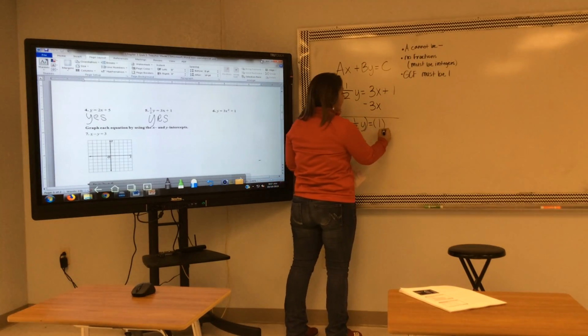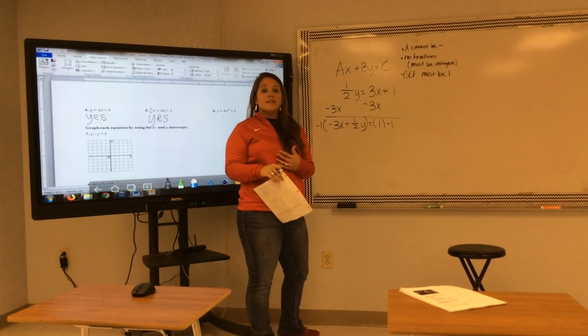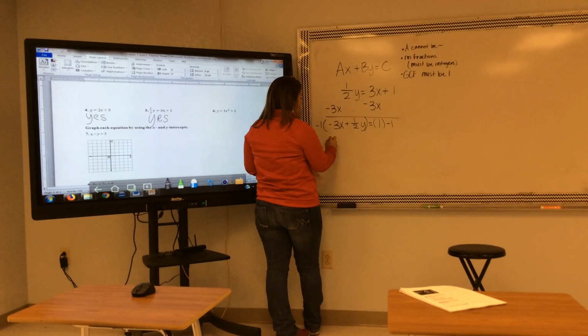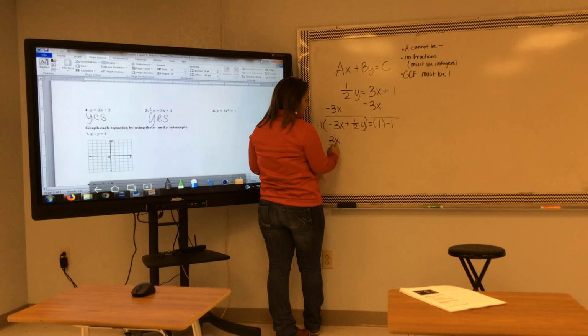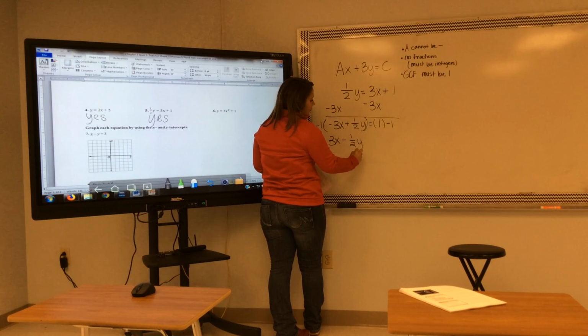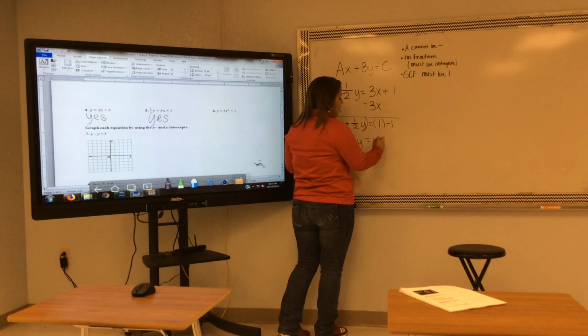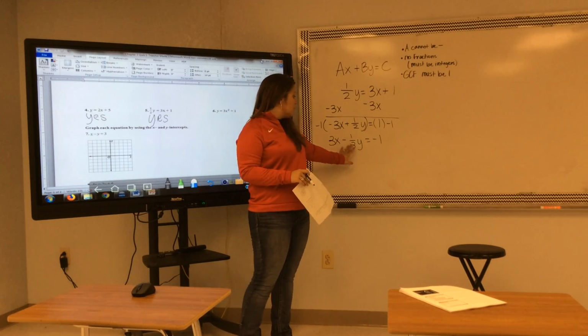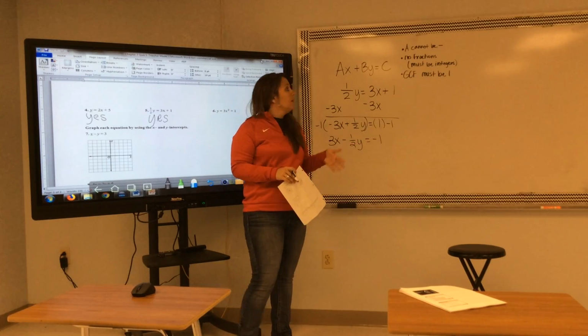If I do it to one side, I do it to the other, and all that's going to do is change the sign of everything in that problem. So instead of being a -3x, it's going to be a positive 3x. But then that makes my plus 1/2 y a minus 1/2 y. And then it makes my positive 1 a -1. Okay? So now I have x plus y equals my constant number.